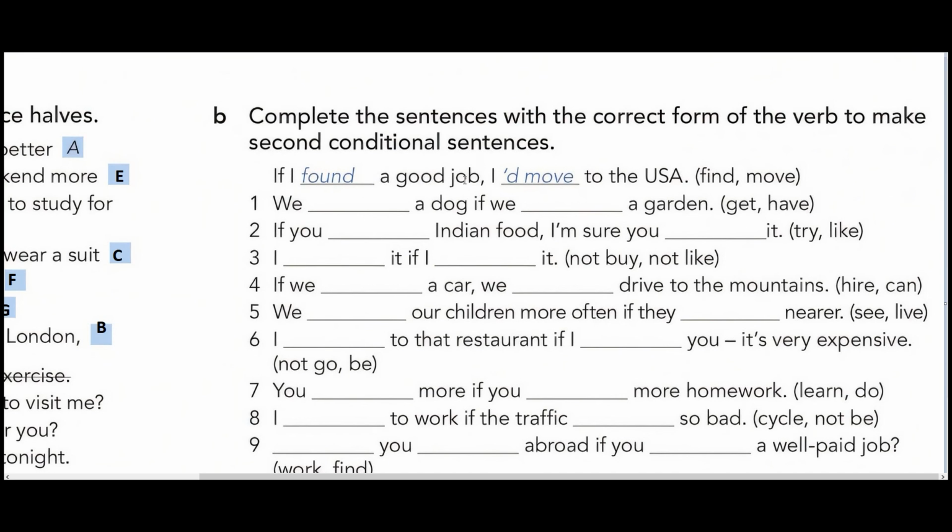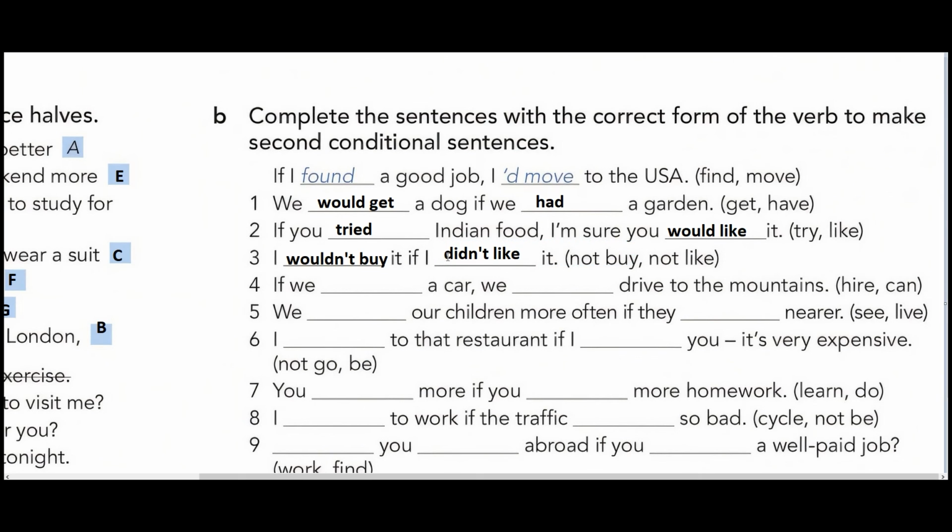If I found a good job, I'd move to the USA, or I would move to the USA. We would get a dog if we had a garden. If you, in this case, tried Indian food, I'm sure you would like it. Next, I wouldn't buy it if I didn't like it.